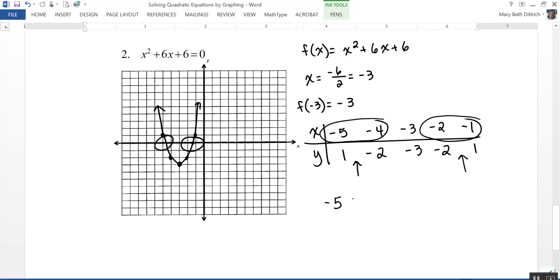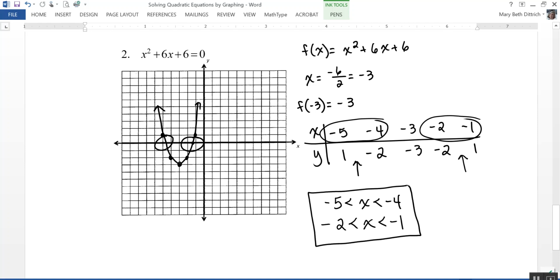-5 is less than x is less than -4. Literally, that means that x is between -5 and -4, and -2 is less than x is less than -1. Literally, x is between -2 and -1. And don't worry exactly what those points are. At this point, it's just good to know that it's somewhere in between. If you were to graph this on your calculator, you could actually figure out a decimal approximation to what those values are.